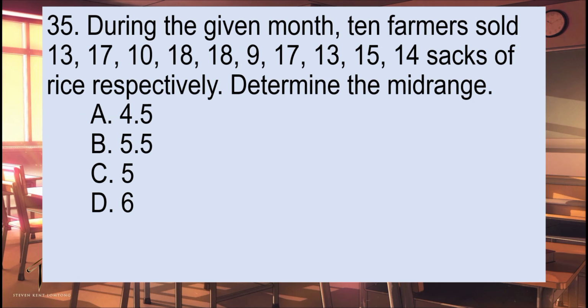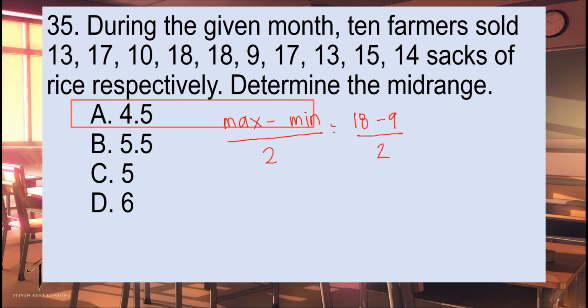So question number 35. During the given month, 10 farmers sold 13, 17. So this is the previous problem, but this time we're looking for the mid-range. So ano ba yung mid-range natin kanina? Sabi natin that's the half of the range. But the range is the difference between the max and the minimum. So max minus minimum divided by 2. So that is the mid-range. Ito. So, ano ba yung maximum natin dyan? Maximum is 18. Ang minimum natin is 9. And divided by 2. Therefore, our mid-range is 4.5.